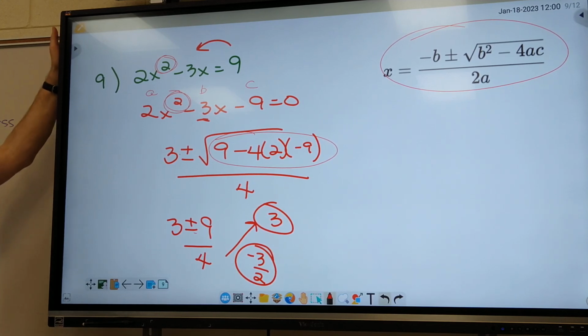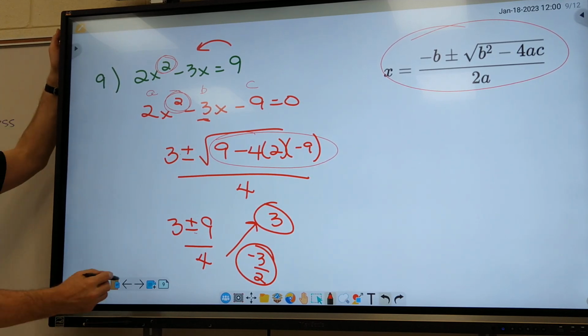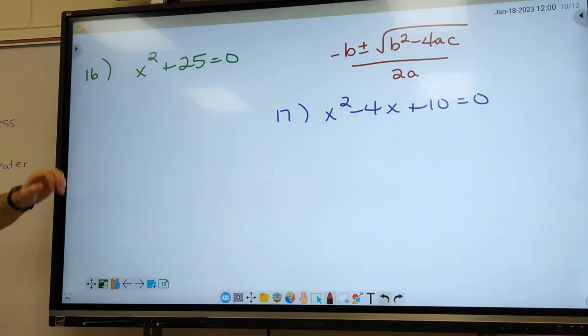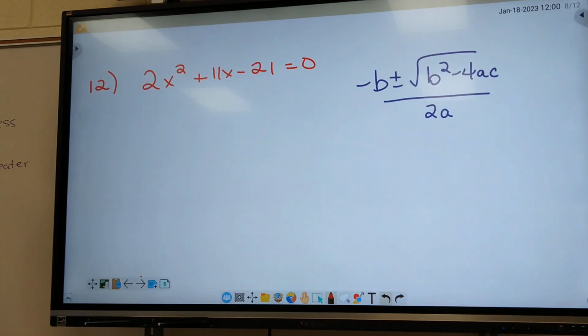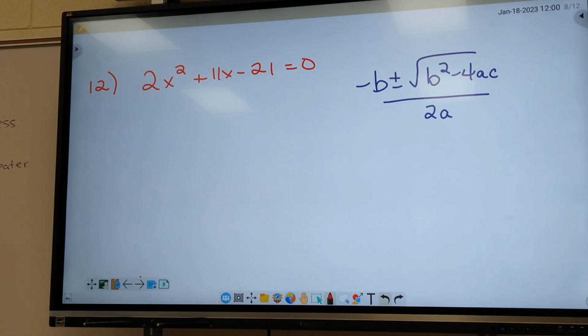All right, so 9 is a pretty easy one. I think this is mainly what y'all focused on last year. So I'm going to give you one more easy one before we do some harder ones. Whoops. Let's go to 12. Do 12 the same way we did 9.